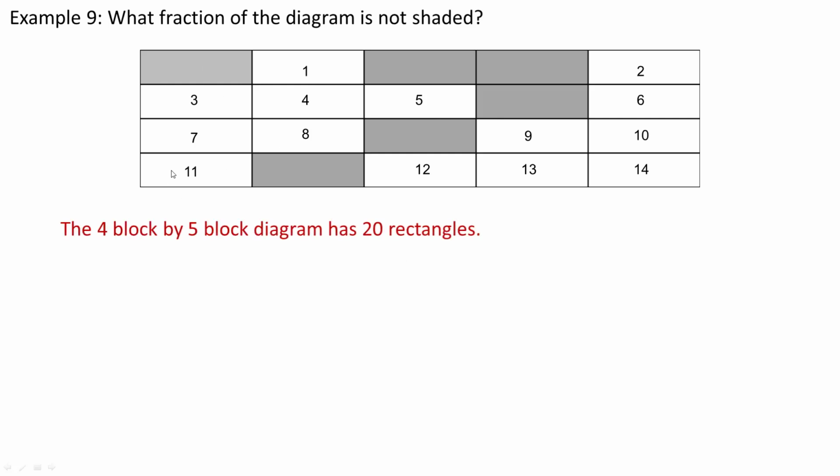Now it's a 4 block by 5 block rectangle, so there's 20 rectangles altogether, all the same size, of course. So the fraction that's not shaded would be 14 out of 20. And if you divide both of those by 2, they're both even, it reduces to 7 over 10. So 7/10 is not shaded. If you're asked what the shaded part is, it would be 3/10, because it would be 1, 2, 3, 4, 5, 6. This would be 6 out of 20, which would be 3/10 if you've reduced it.